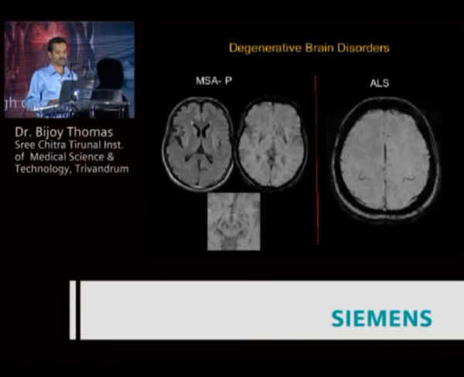This sort of mineralization you can see only in SWI, only with the phase processing and only with thin slices of a 3D gradient echo sequence. And again, posterolateral putamen mineralization, posterolateral putamen hyperintensity, lesser mineralization of the basal ganglia. You can see that this is multisystem atrophy of the Parkinson's type and not classical Parkinson's disease.